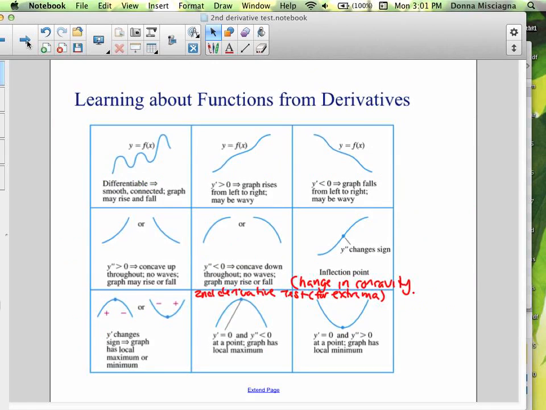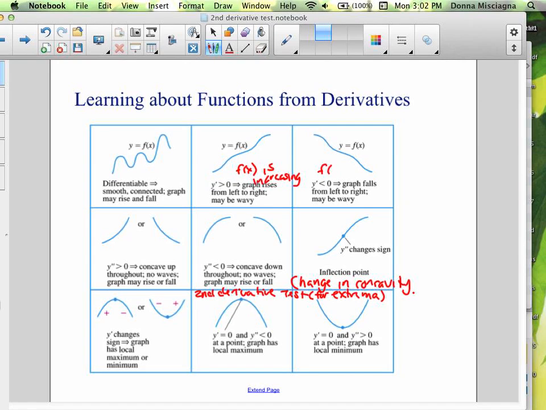This is the visual that's in your notes. All right, so learning about functions from derivatives. So y equals f of x. This is differentiable, it's smooth, it's connected, graphs rise and fall. If the first derivative is positive, the graph rises from left to right. And it can be wavy, doesn't have to be a straight line. If the first derivative is negative, the graph falls from left to right. So the first derivative tells you where the original function, where y is increasing, and since it says y equals f of x, I'll put f of x. F of x is increasing here.